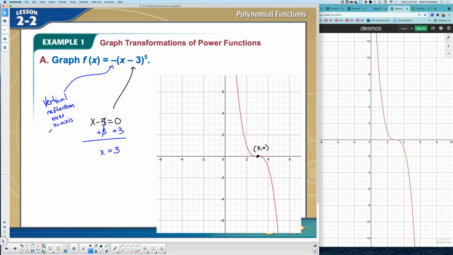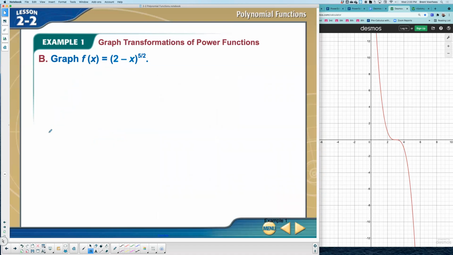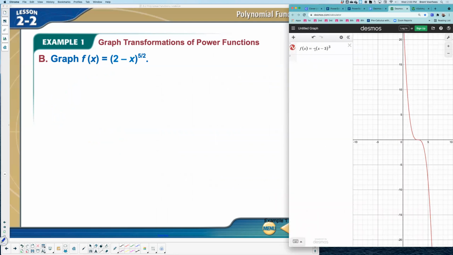I think I also gave you, how many more here? 1 or 2 more? Let's see. Just 1 more. Example 1B. Let's graph this one. Yes, ma'am. Go for it.